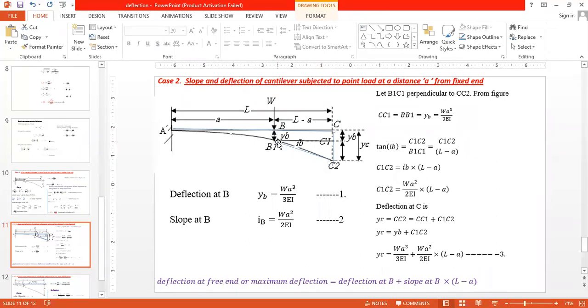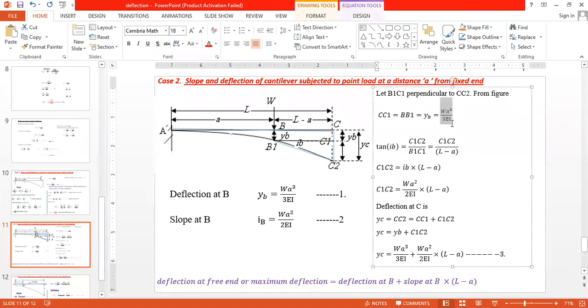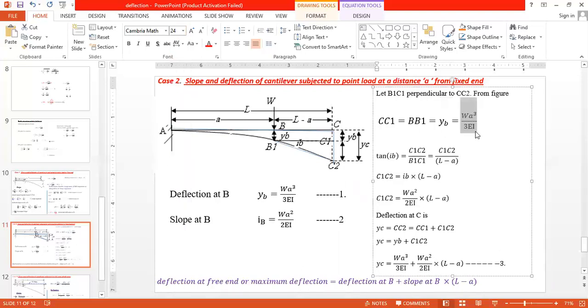Now see here, if this is horizontal and perpendicular to this line, then BB1 is equal to CC1, and that is equal to the deflection at B. Therefore, CC1 equals BB1, which equals YB, equal to WA cube divided by 3EI. Because the deflection at B is YB, and this BB1 is equal to CC1. Now the slope at C is the same.